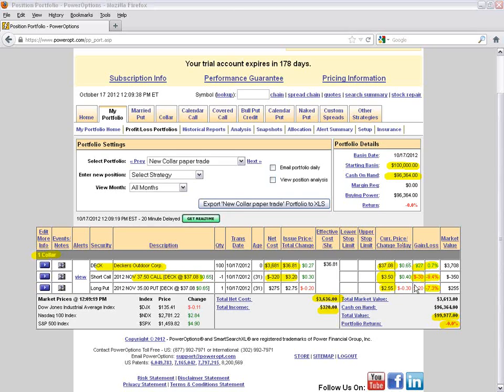Hey, we're down $50 on our option leg. We're up $27 on the stock, so we're essentially down $23 on the entire position. But why have to look at that and do the math manually?